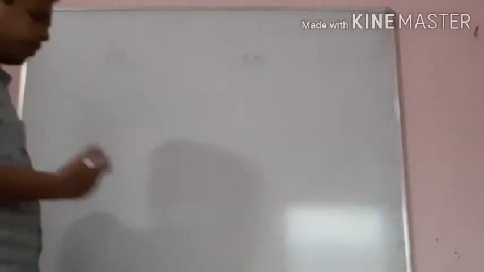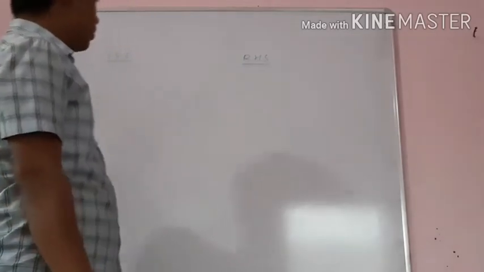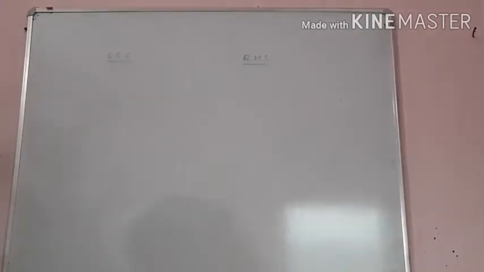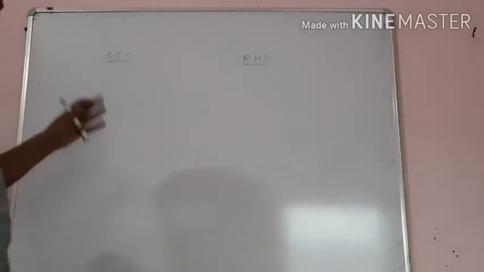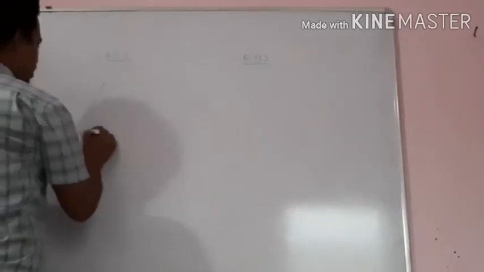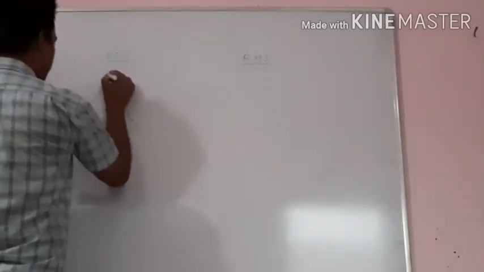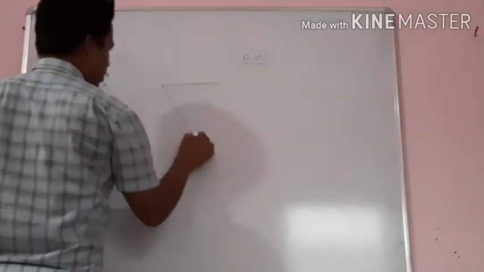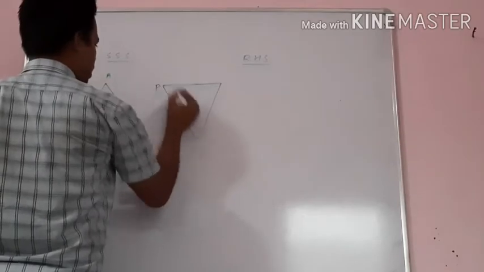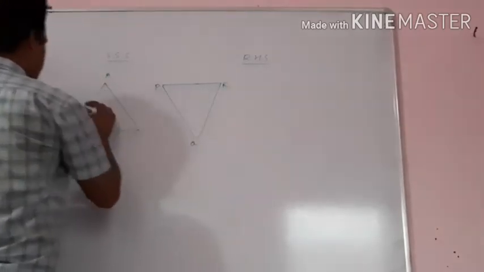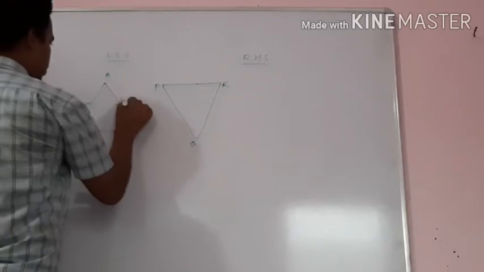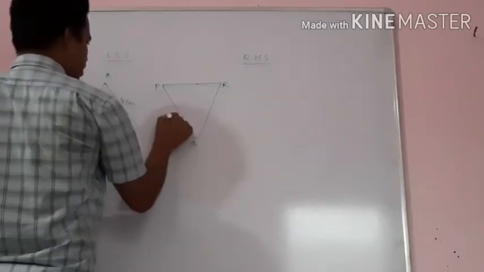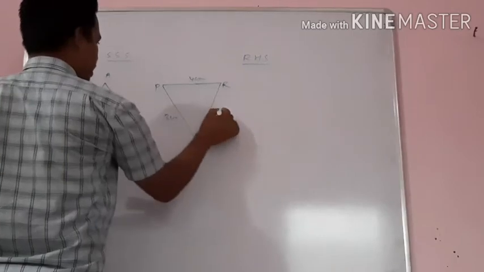So the SSS theorem is side, side, side. Whenever two triangles are given, their sides must be proportional to each other. That is, the sides of one triangle will be proportional to the sides of another triangle. Suppose we are taking triangle ABC and triangle PQR. Suppose AB is equal to 3 centimeter, 4 centimeter, 5 centimeter, and similarly 3 centimeter, 4 centimeter and 5 centimeter.